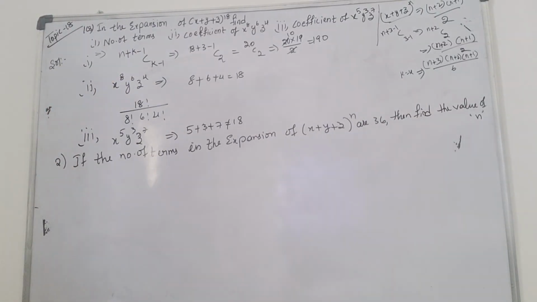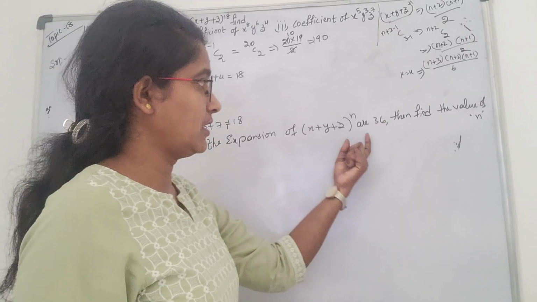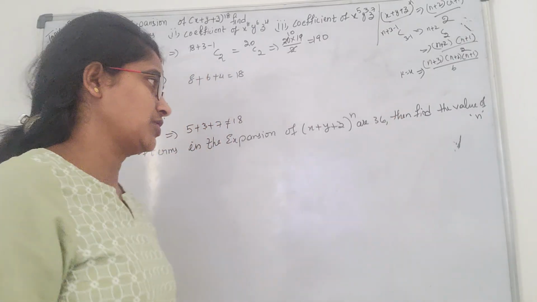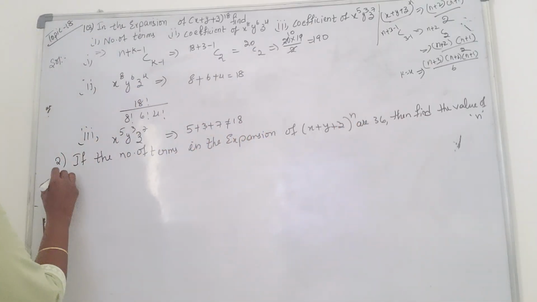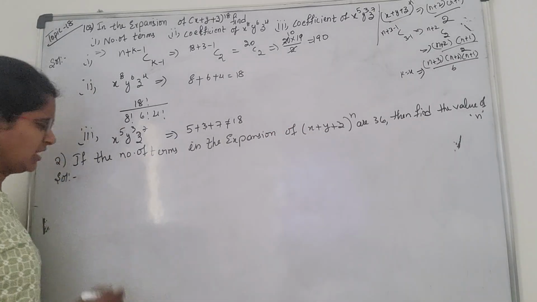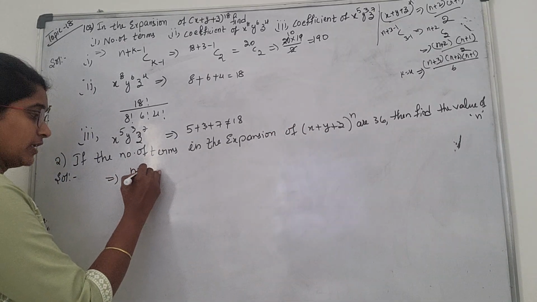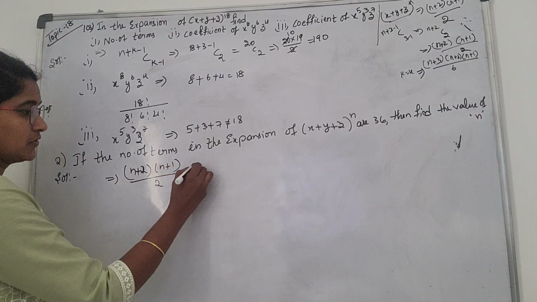Here is a so simple question. If the number of terms in the expansion of this is 36, they only gave the number of the terms in that expansion. Then they are asking us to find the value of n. So we know the formula already. It is case 3 here. Directly you can substitute in the formula also. (n plus 2)(n plus 1) by 2 is equal to 36.